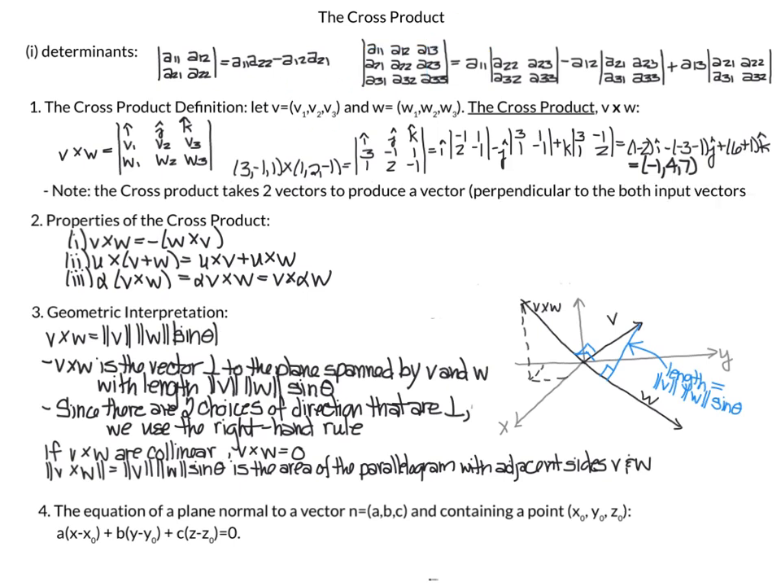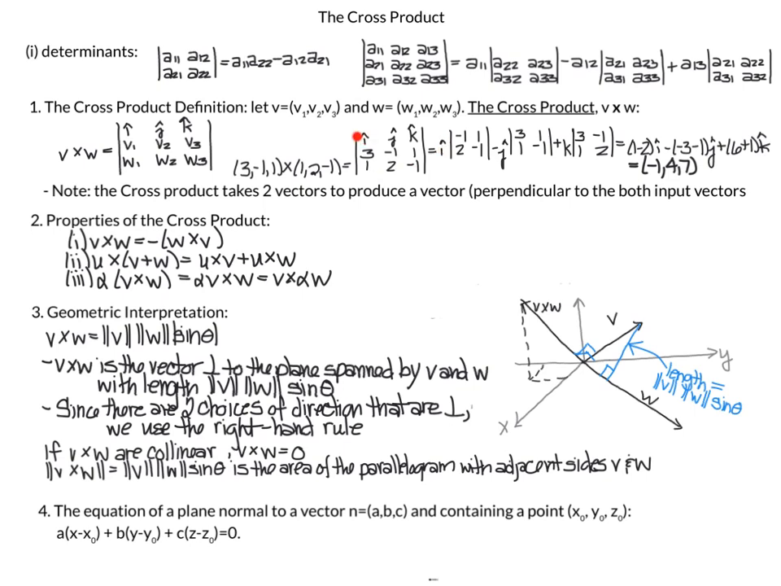The cross product of two vectors: if V is V1, V2, V3, and W is W1, W2, W3, then V cross W is equal to the determinant of the i, j, k direction vectors with V in the second row and W in the third row. And remember, the cross product of two vectors should give you another vector. For an example, we have 3, -1, 1 crossed with 1, 2, -1. So I put the i, j, k vectors, my 3, -1, 1, and my 1, 2, -1.